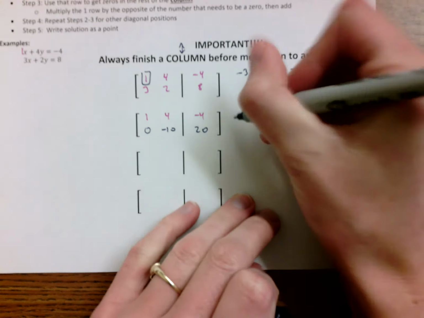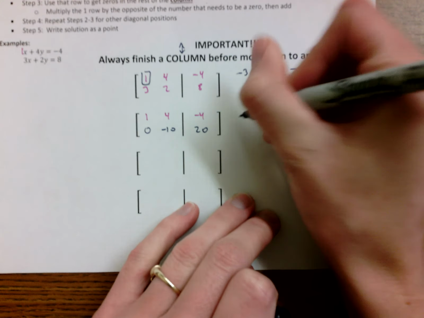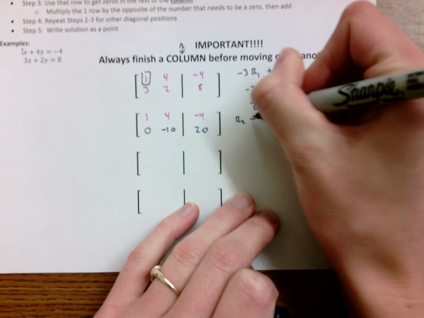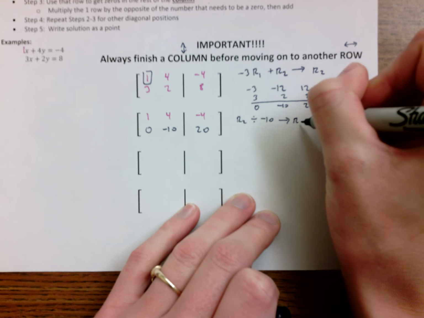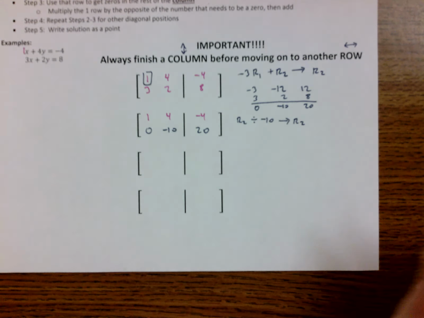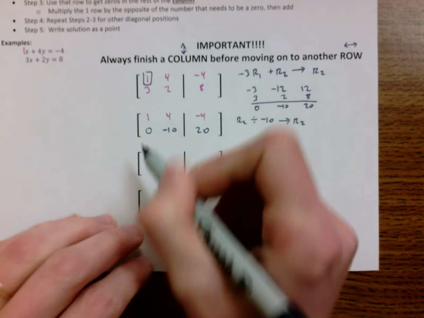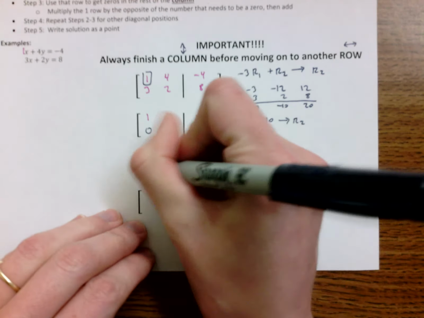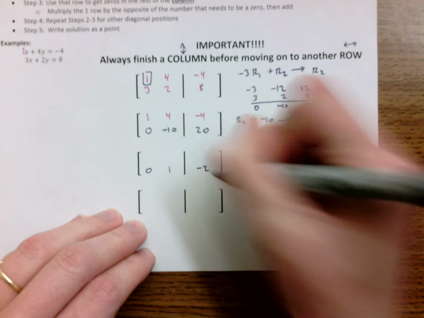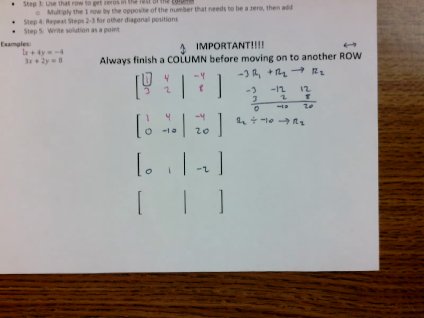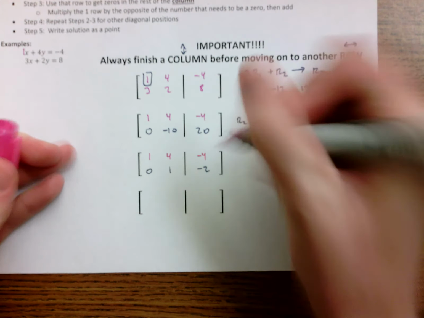So I'm going to take row 2, I'm going to divide it by negative 10 and just put it right back where it was. So I'm taking row 2, dividing it by negative 10, and putting it back into row 2. Okay, so I'm going to divide each of those numbers by negative 10 and just put it back. So 0 divided by negative 10 is 0. Negative 10 divided by negative 10 is 1. 20 divided by negative 10 is negative 2. Okay, and then this first row, I'm just copying over.